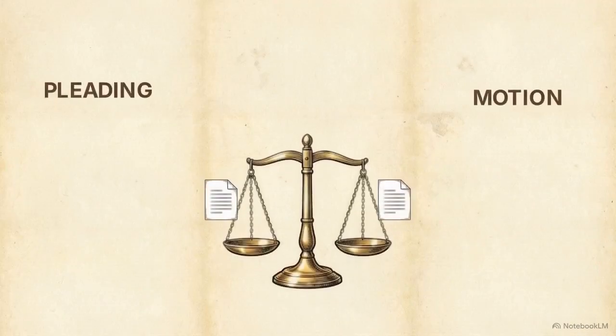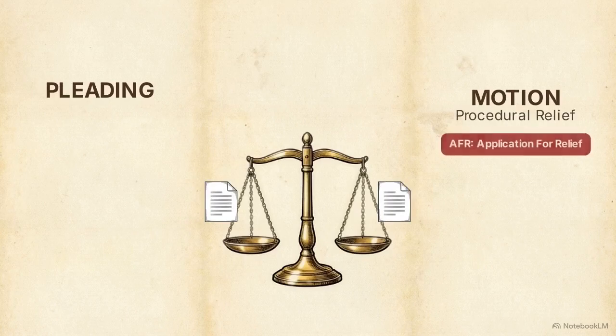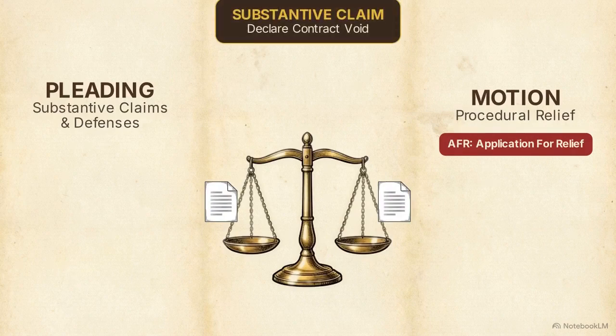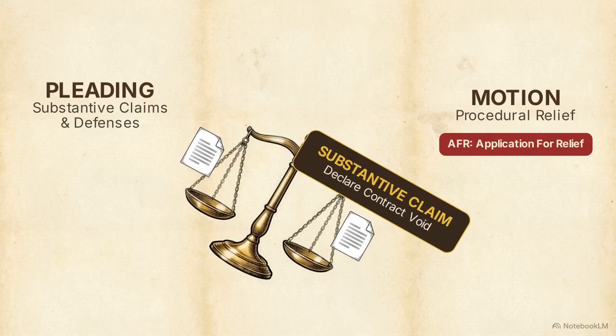Under Section 1, a motion is strictly an application for procedural relief, completely separate from a pleading asserting substantive claims. Asking the court to resolve the merits of a case, like declaring a contract void, through a motion instead of a pleading, is a fatal error.